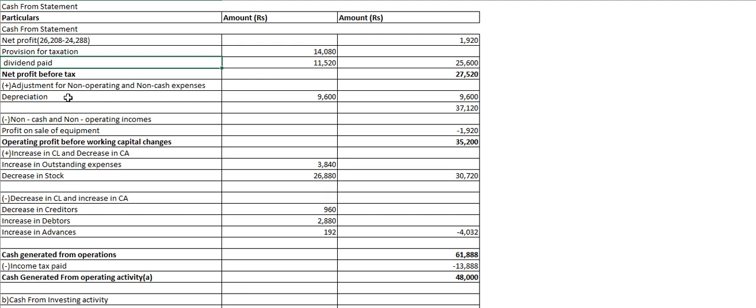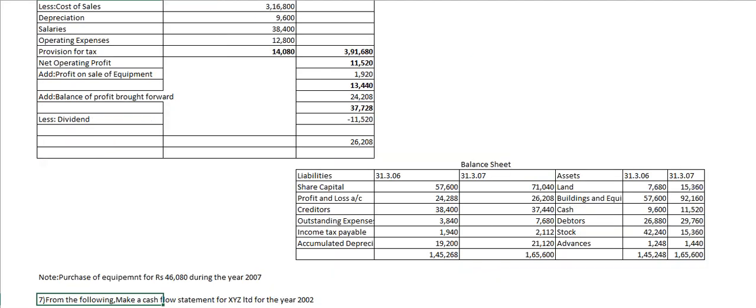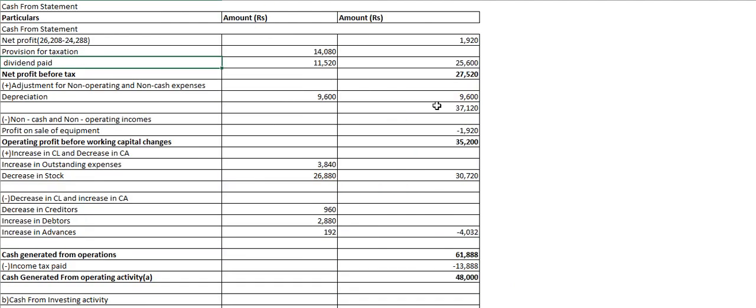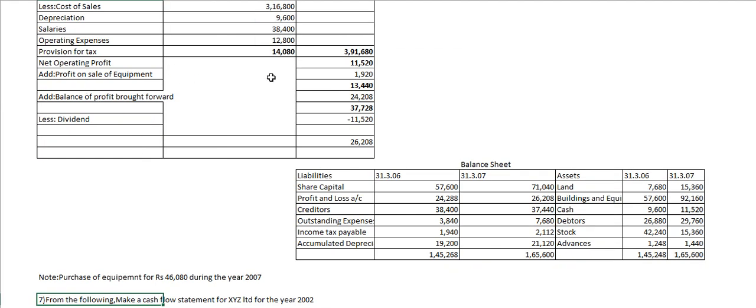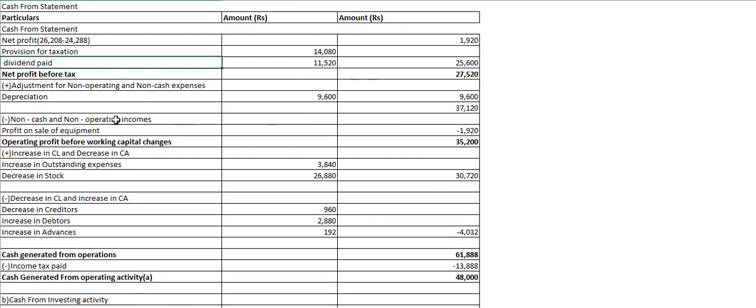So when you get your net profit before tax, you will add all the adjustments for the non-operating and non-cash expenses. So which includes, in the question we just have depreciation given in the question. So depreciation is 9,600. So when you add it, you get 37,120. Now you will minus all your non-cash and non-operating incomes. So in the question we just have profit on sale of equipment, which is 1,920. So minus 1,920, you get the balance of 35,200. This 35,200 is nothing but operating profit before working capital changes.